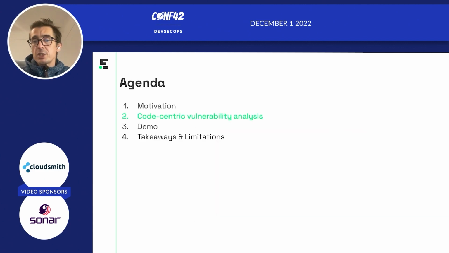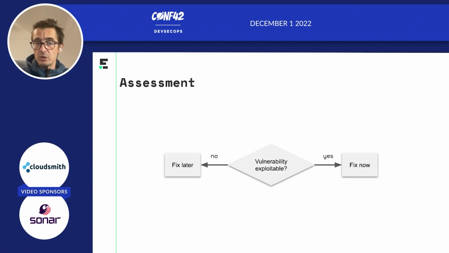So next I mention how Eclipse Steady approaches the whole problem and how this implementation looks like. When performing the assessment, what you really want to know is: is a given vulnerability exploitable in my specific application? If yes, fix it now. If no, fix it later. Reduce the priority. Look at the things that matter more.